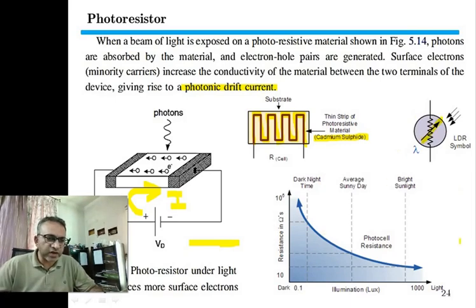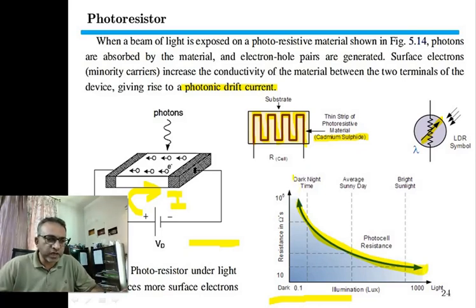Now let us look at the characteristics. On this characteristic graph, we see on the x-axis illumination, whose unit is lux, and on the y-axis the resistance measured in ohms. So as illumination increases, the resistance decreases. As we increase the light intensity, as we increase the illumination in lux, the resistance of the material decreases and more current can pass.